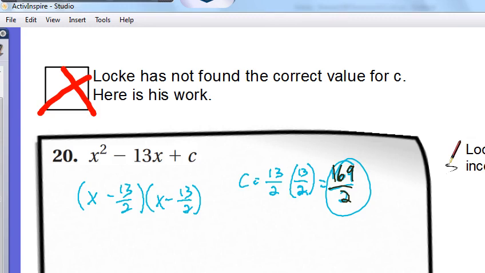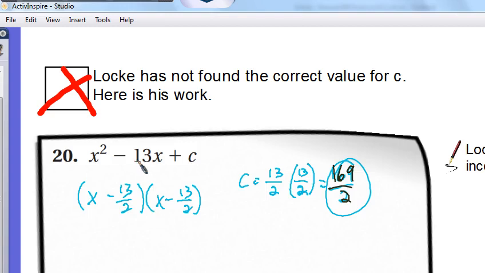Two identical factors. So Locke writes two identical factors and multiplies them together. He's making it so that he does get x squared. Agreed? What else does he have to get when he multiplies these together? He's got to get negative 13x. These two numbers have to be the same because the factors have to be the same, and they have to add together, when you multiply this times x and this times x, to make negative 13.